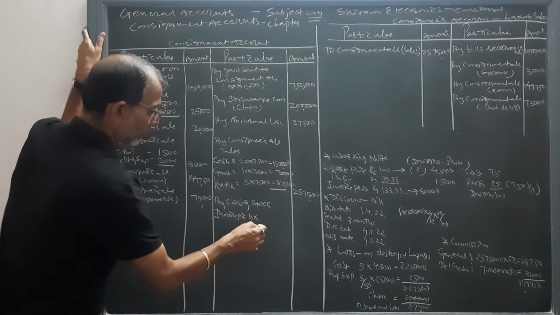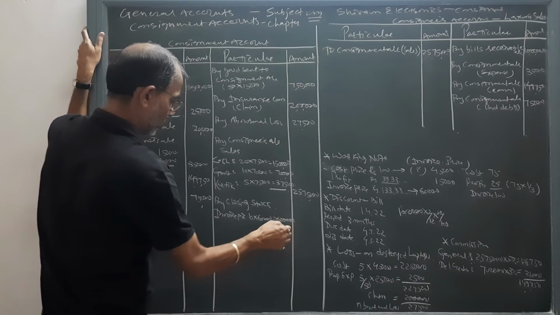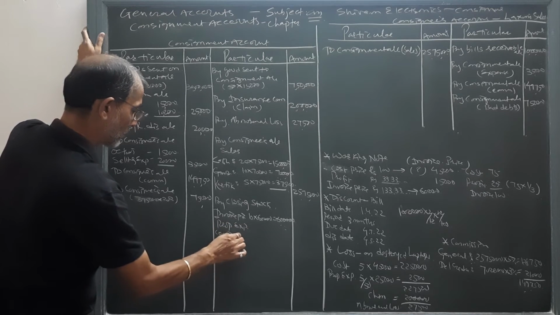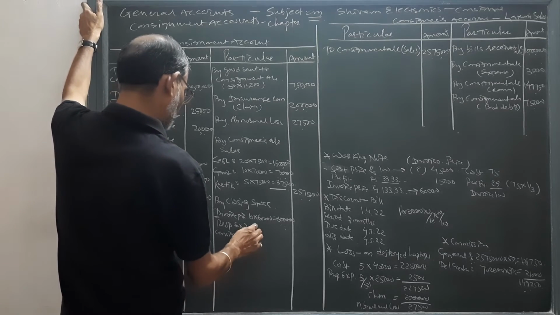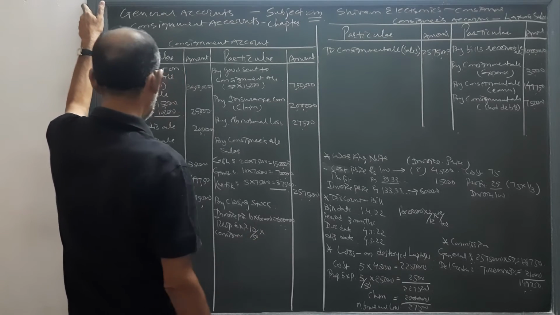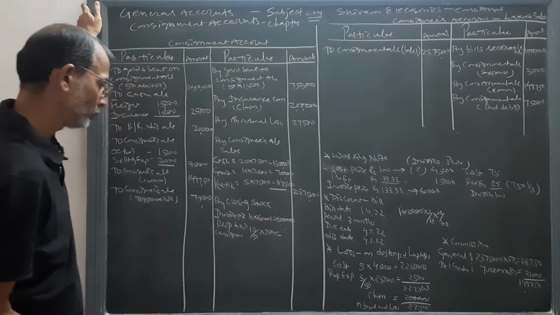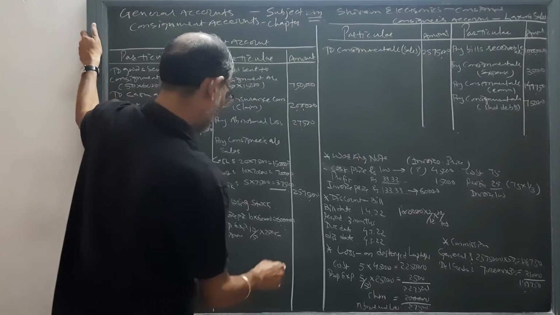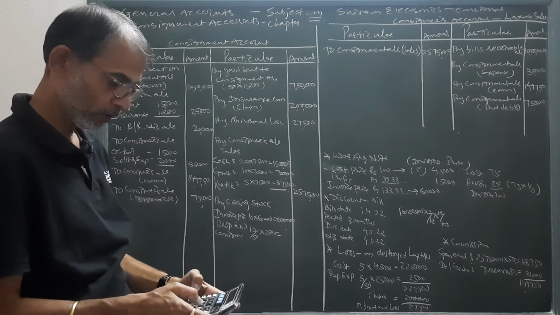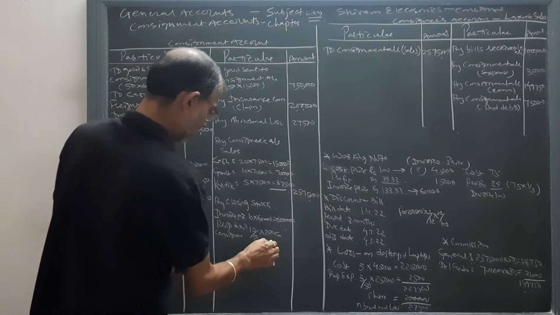Invoice price 10 into 60,000, 6 lakh. Proportionate expense of consignor: 10 divided by 50 into 25,000. That will be 5,000.